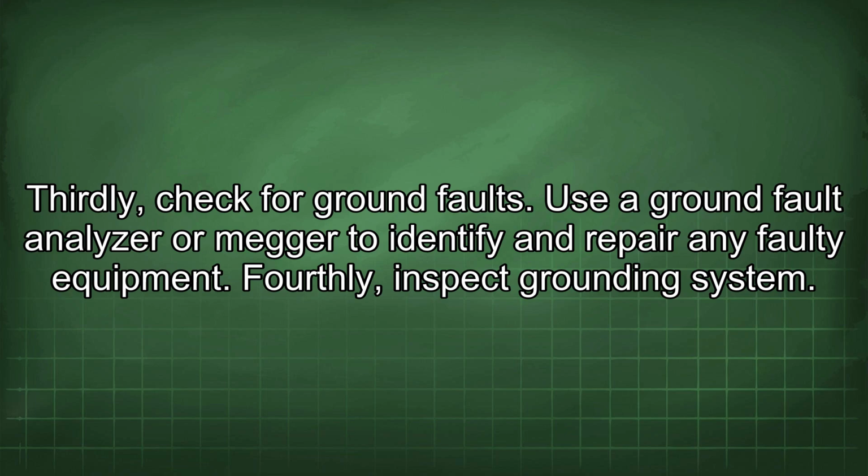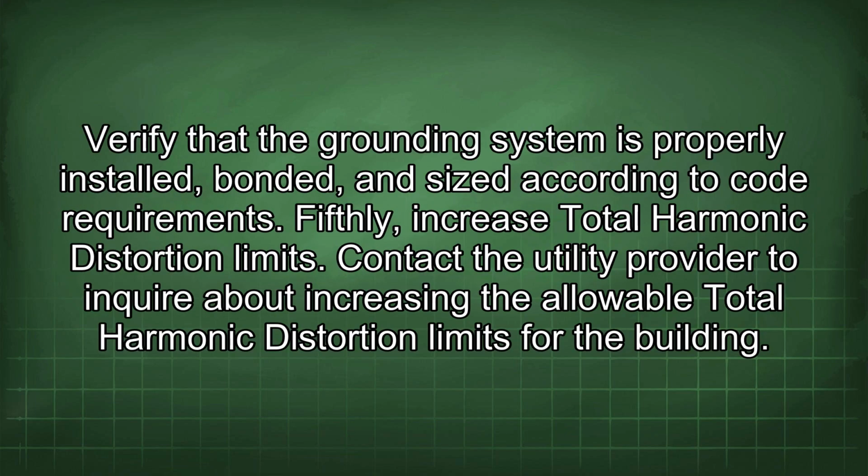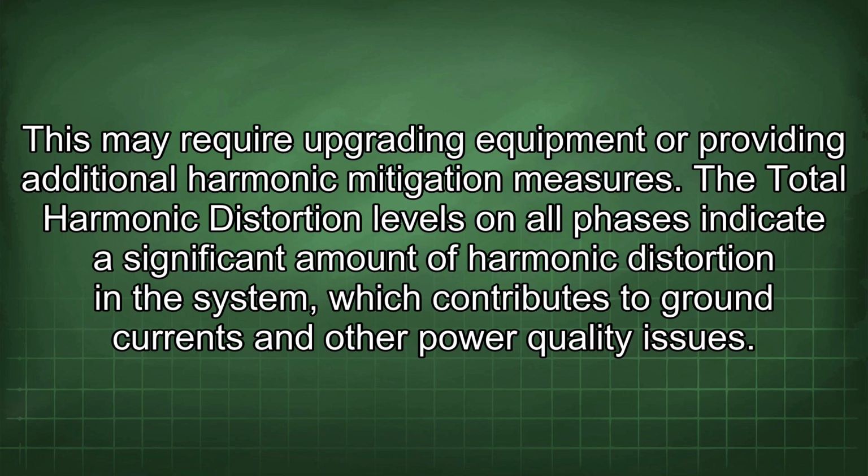Fourthly, inspect grounding system. Verify that the grounding system is properly installed, bonded, and sized according to code requirements. Fifthly, increase total harmonic distortion limits. Contact the utility provider to inquire about increasing the allowable total harmonic distortion limits for the building. This may require upgrading equipment or providing additional harmonic mitigation measures.